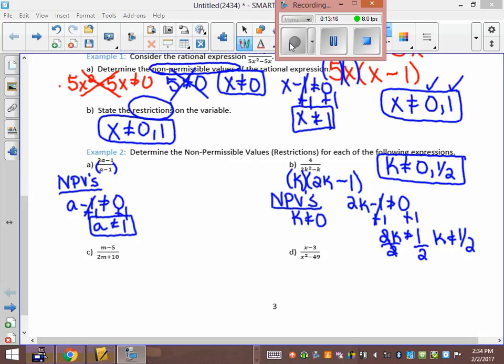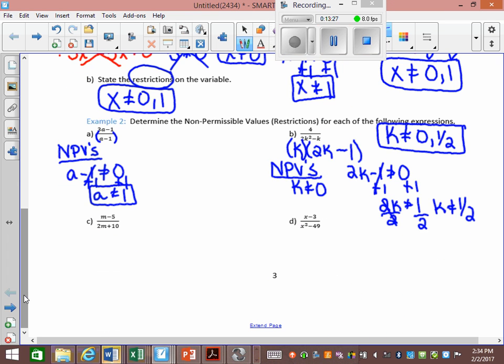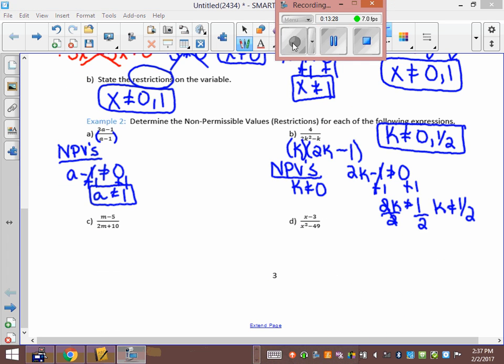If it equaled either of those values, when I plug those in, I'd get 0 in the denominator, which is a problem. Okay? You guys are going to try C and D. Whoops. C and D. Okay. So for C, I have m minus 5 divided by 2m plus 10. I actually don't care about the m minus 5 at this point if they only ask me for NPVs, right? Which is what these questions are.